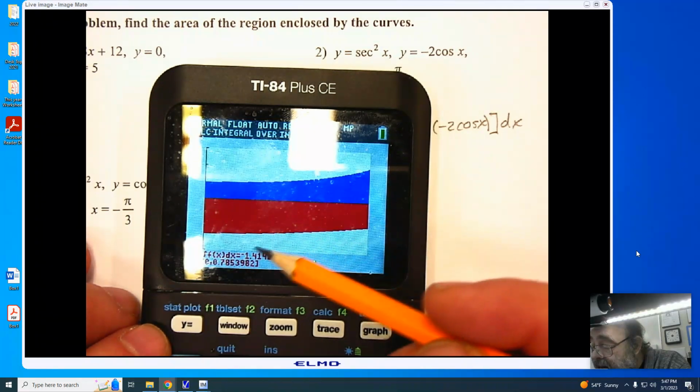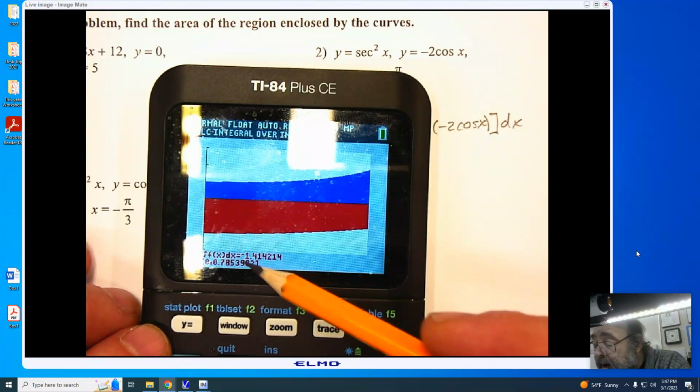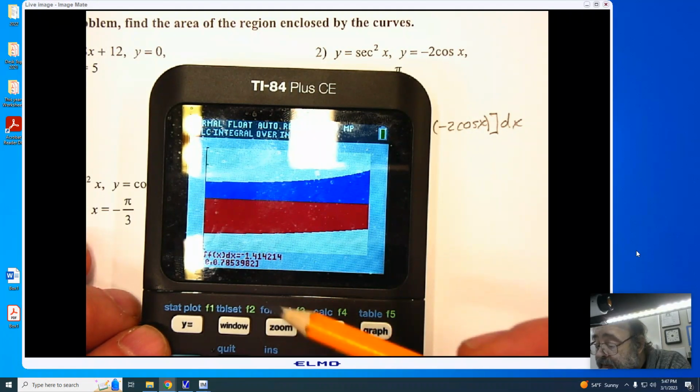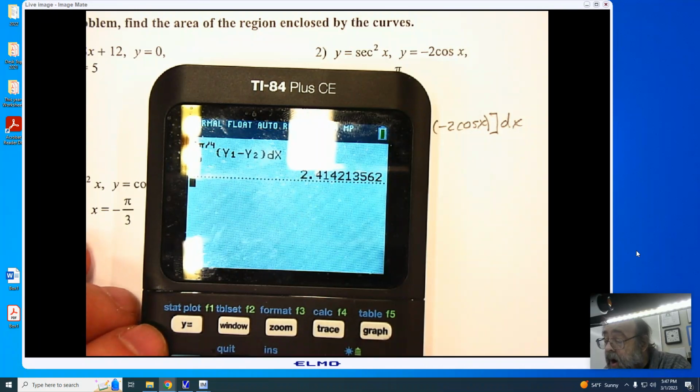And you'll notice we're getting negative 1.4142. We're going to make that a positive 1.414. And then we're going to add 1 to it, and it will once again get us back to that 2.414 that we saw on our integration.